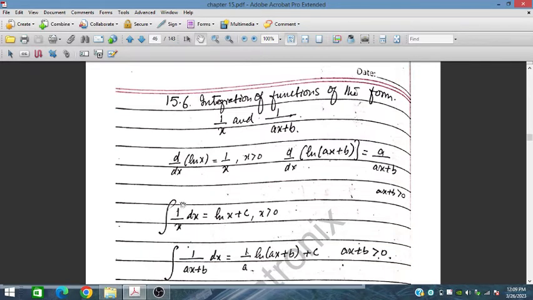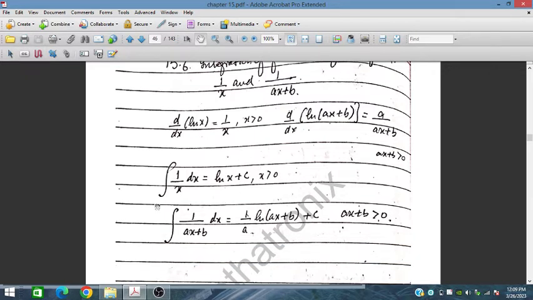Similarly, if we integrate 1 over x, then we get ln x plus a constant, for x greater than 0. And if we integrate 1 over ax plus b, then we get ln(ax plus b), with this a here, so we get 1 over a ln(ax plus b) plus c, where ax plus b is greater than 0. So this is the simple rule we will use to solve various problems.